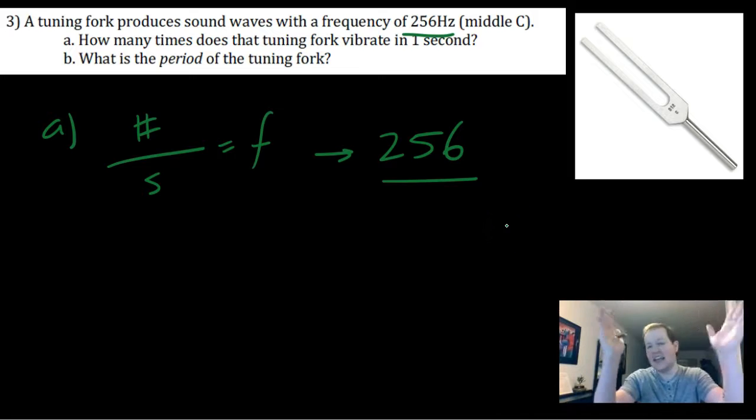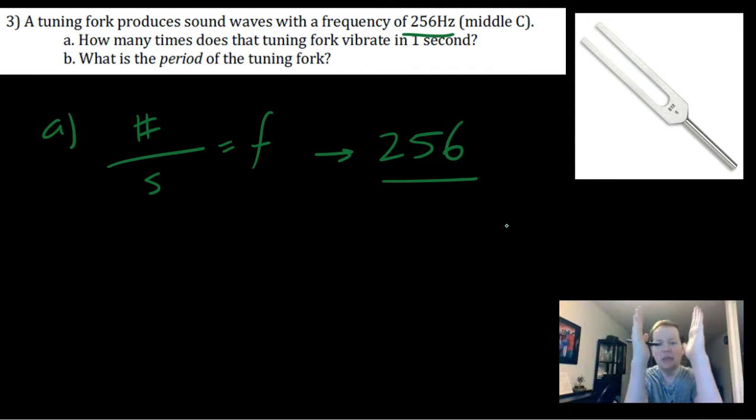It's hard to see. You can't see it. It's happening so fast and so small, millimeters. You can't actually see it if you have a tuning fork and you gong it. But those two legs, they're going back and forth and back and forth and back and forth. 256 times a second. That's very fast vibration. So that's actually the answer for A.